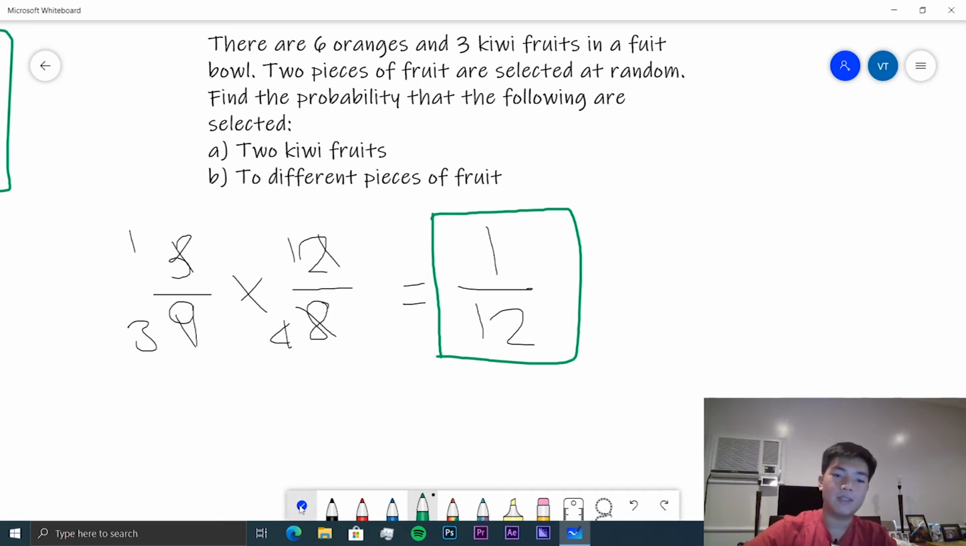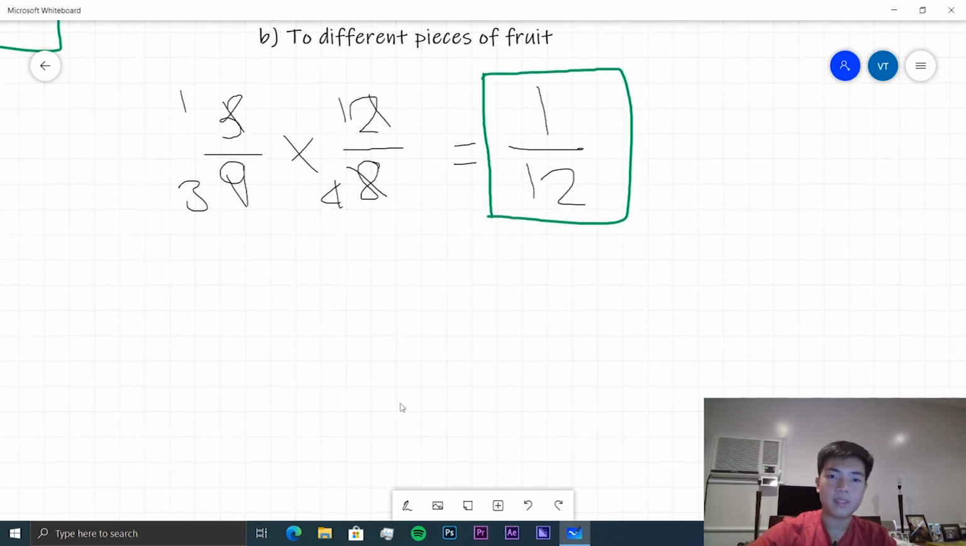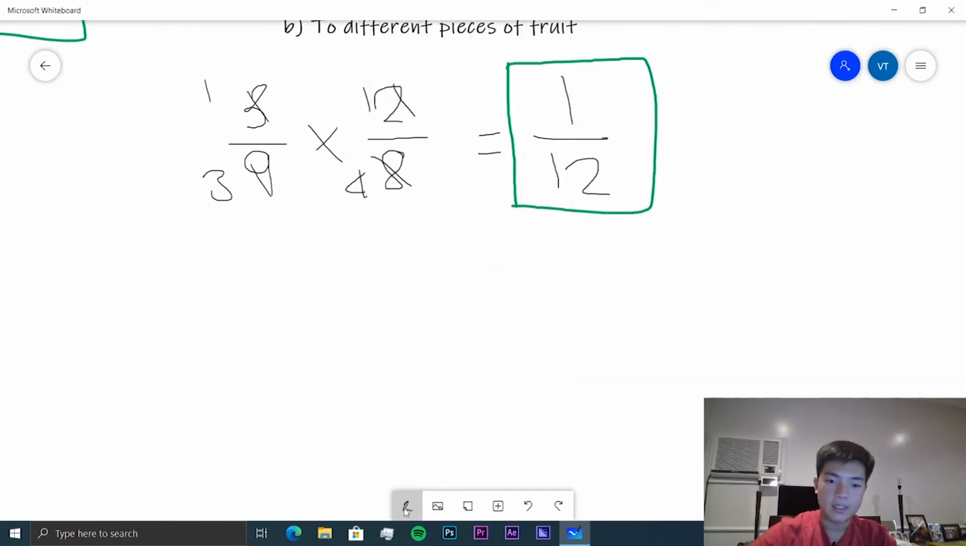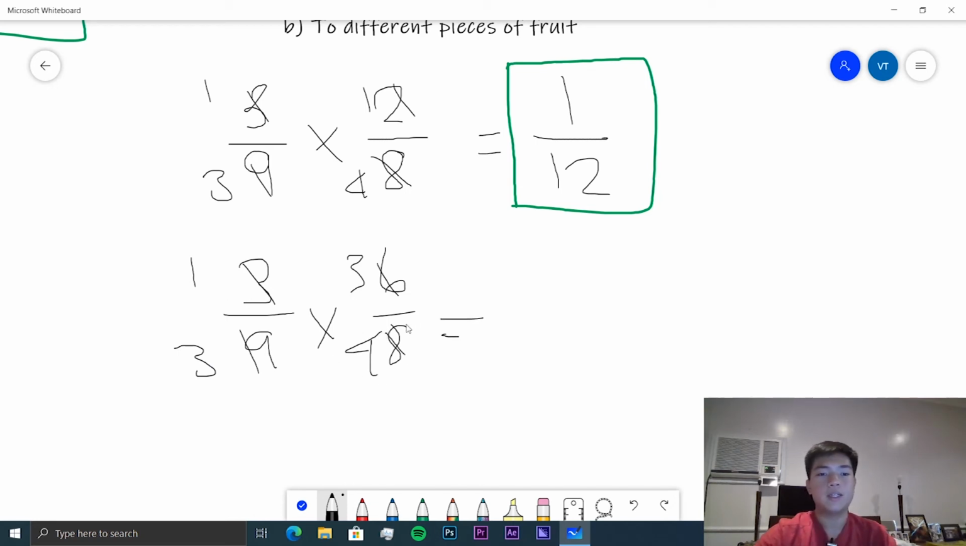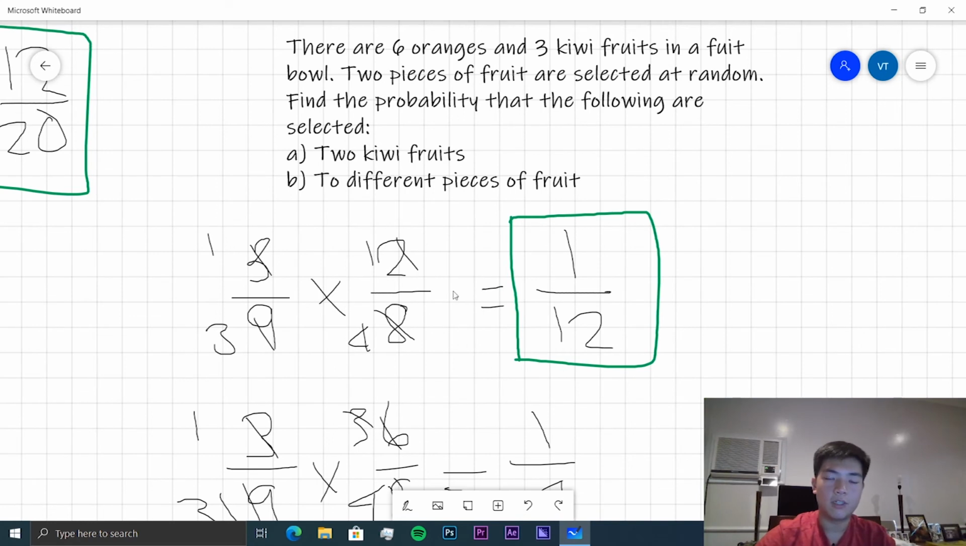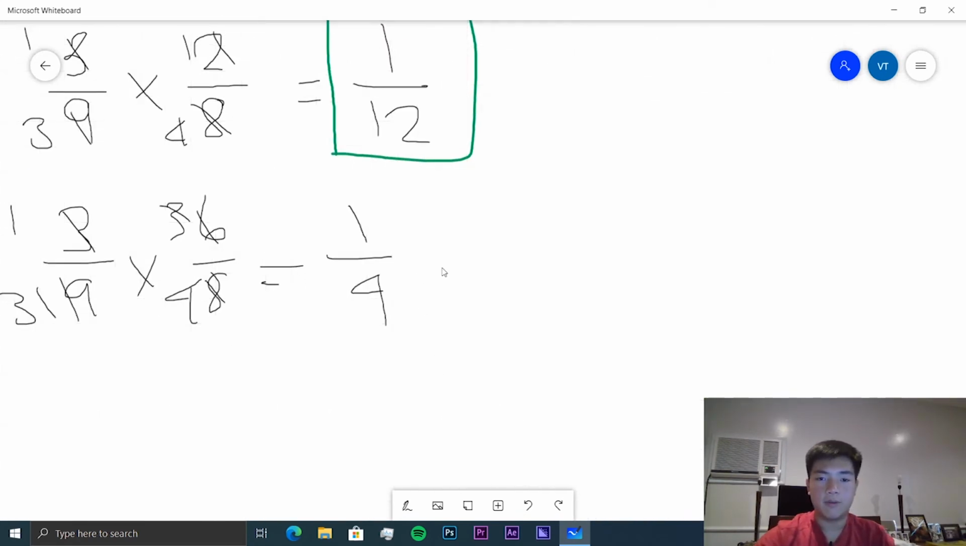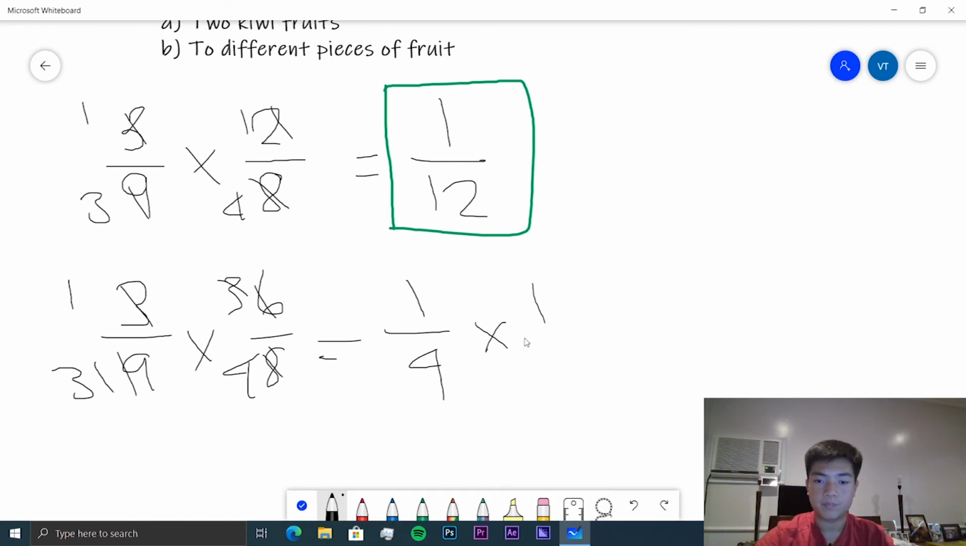Now the probability that we select 2 different pieces of fruit, we need to take 2 cases. So the first one is we select the kiwi fruit first, 3/9 times 6/8, which is 1/3 times 3/4, which is equal to 1/4. And we need to multiply this by 2, since we can also select the orange first and then the kiwi. So we have 1/4 times 2 is equal to 1/2. So that is the correct answer here.